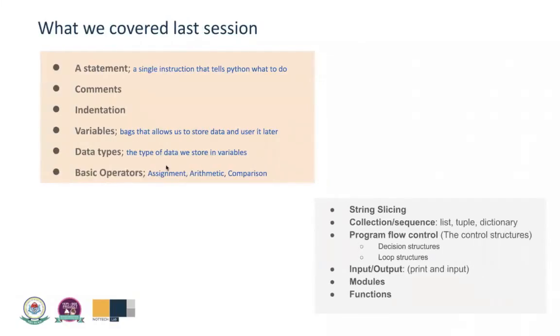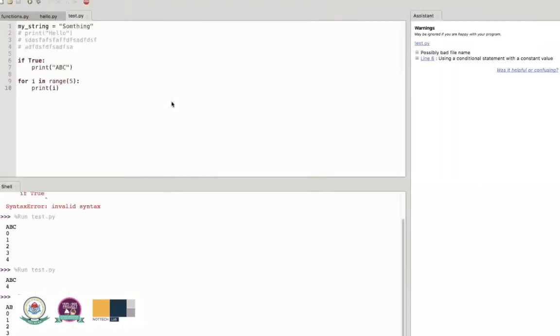But also we talked about variables. You guys have been using them so well. I see a lot of people use variables in each code that they write. A variable basically is just a memory location or a bag where we store a value. In this case, my string could be a variable.